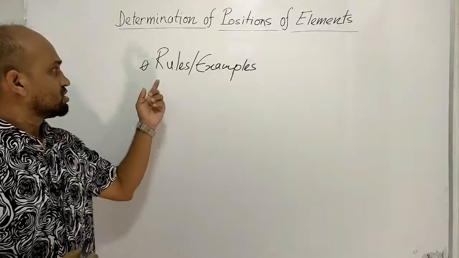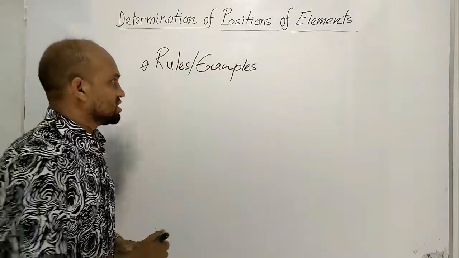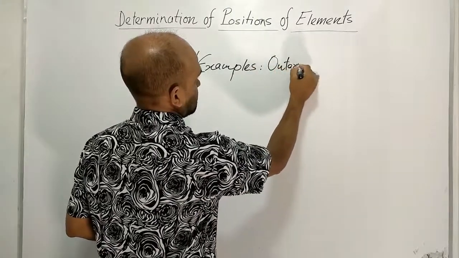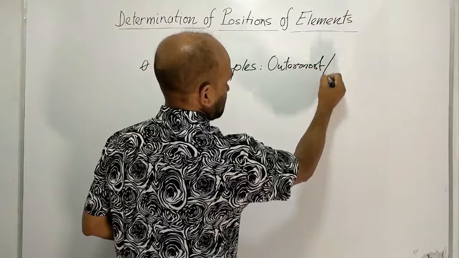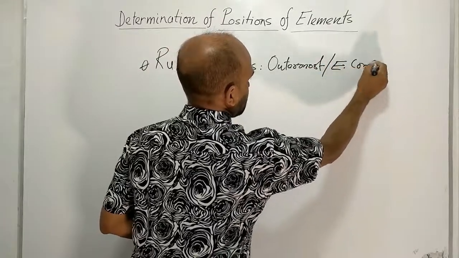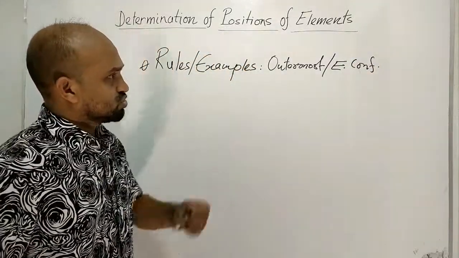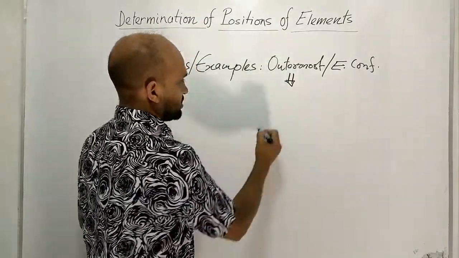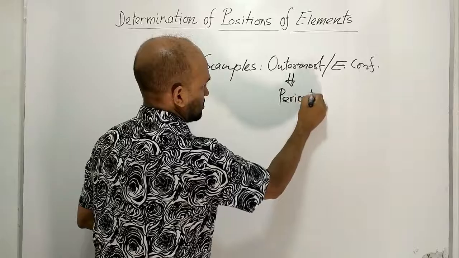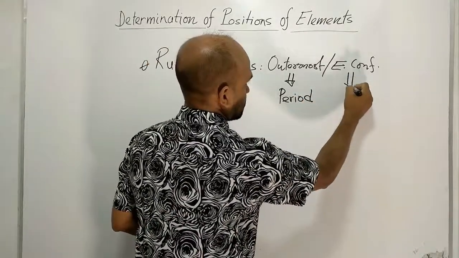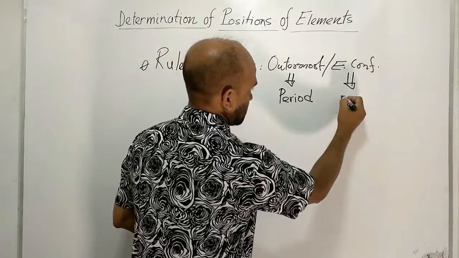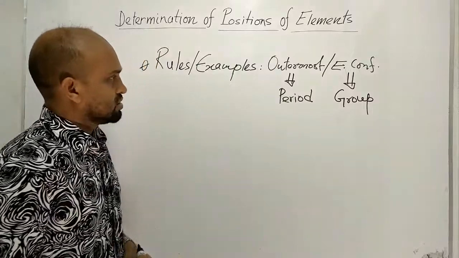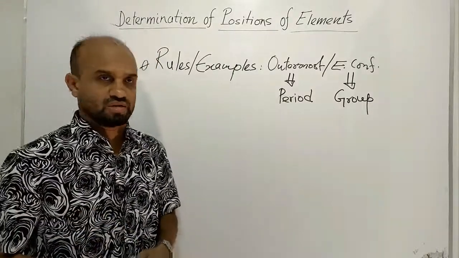Now the point is rules with examples. Here there are 2 points, that is outermost shell and outermost electronic configuration. These 2 points are very much important. That is, outermost shell determines period and outermost electronic configuration determines columns or groups. And now let's go to the detail.